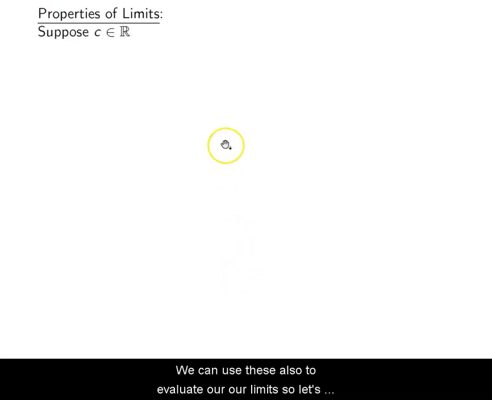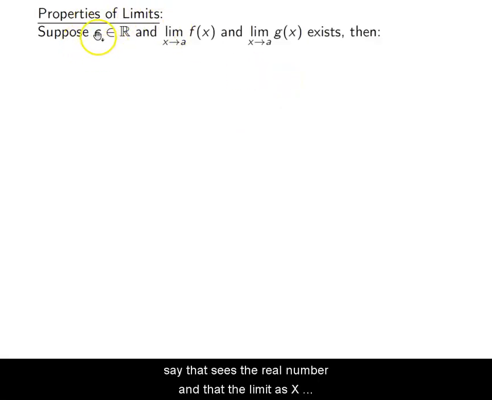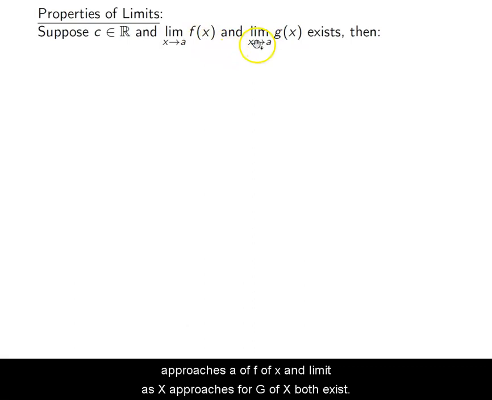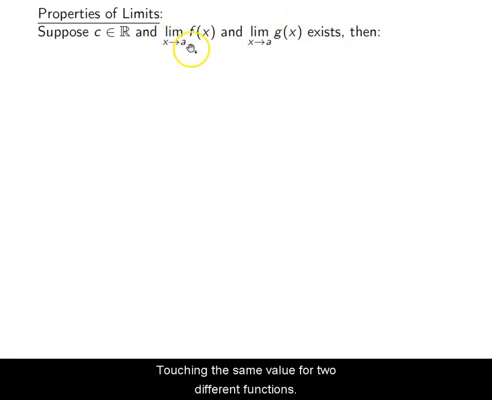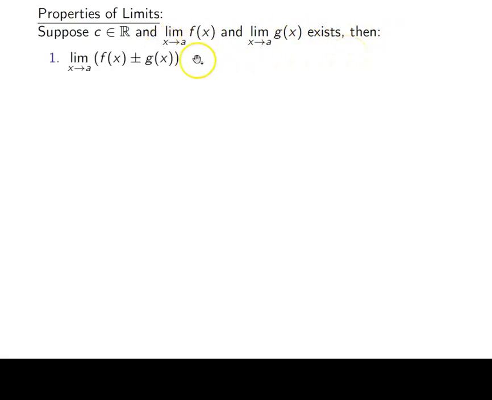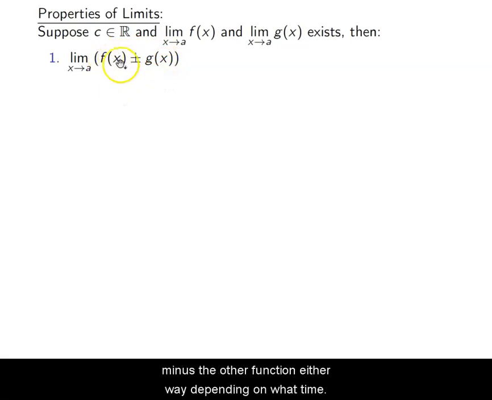So now let's go over some of the properties that we have of limits. We can use these also to evaluate our limits. So let's say that c is a real number, okay, and that the limit as x approaches a of f of x and the limit as x approaches a of g of x both exist. So I'm approaching the same value for two different functions.